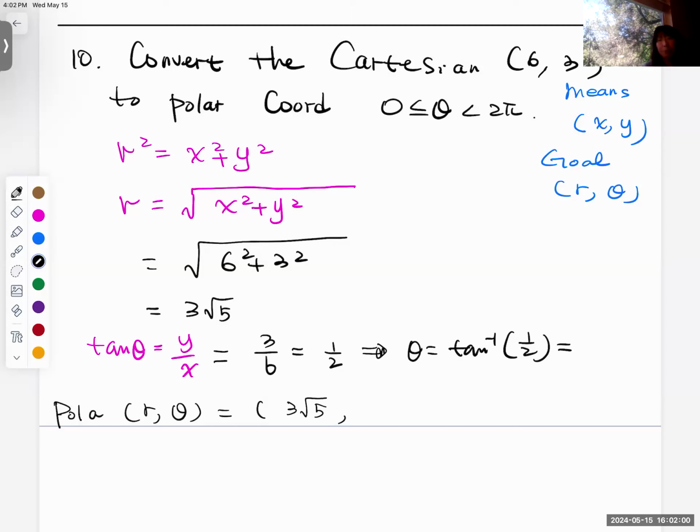The radians? 0.464. Thank you very much. Any question? Thank you very much.